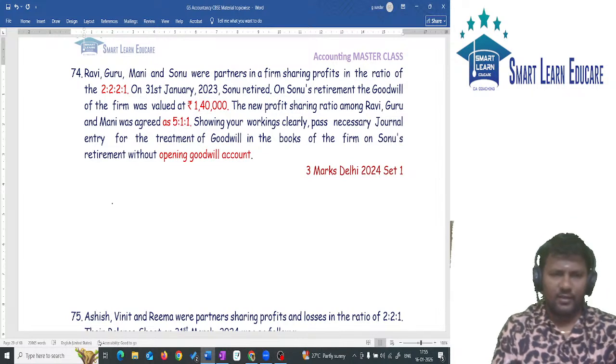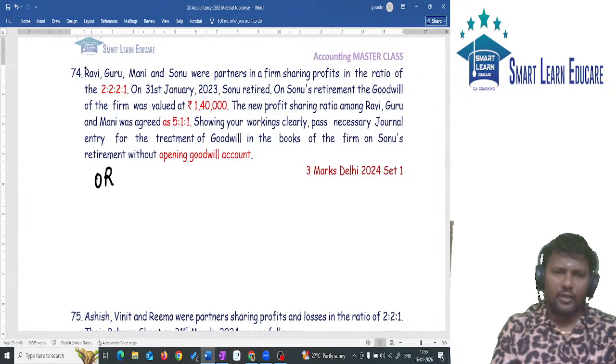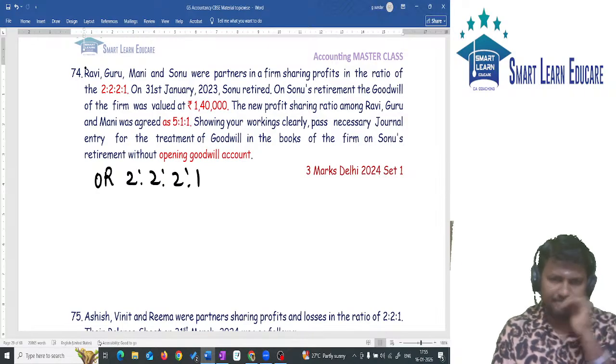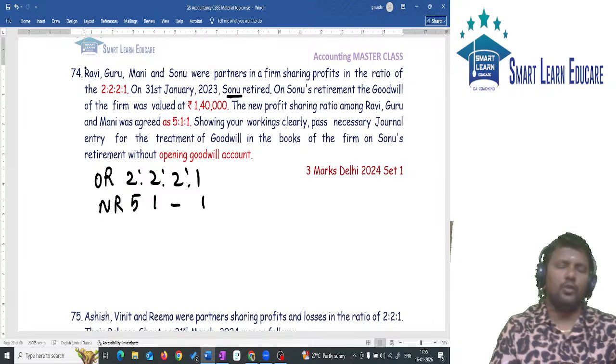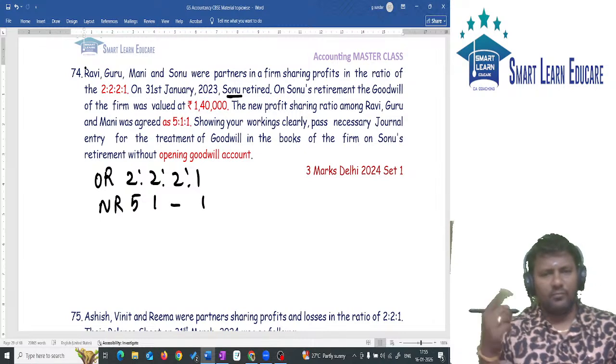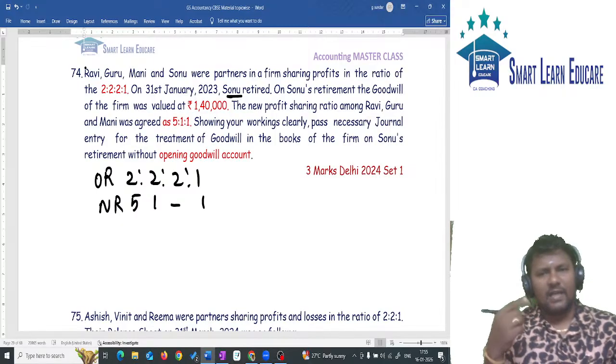In the question, first we should calculate the ratio. What is the old ratio? Old ratio is given as 2:2:1. New ratio: who retired? S retired, the third partner retired. So 5:1:1 is the new ratio. Old ratio given, new ratio given. We need to find out the sacrifice of each partner.